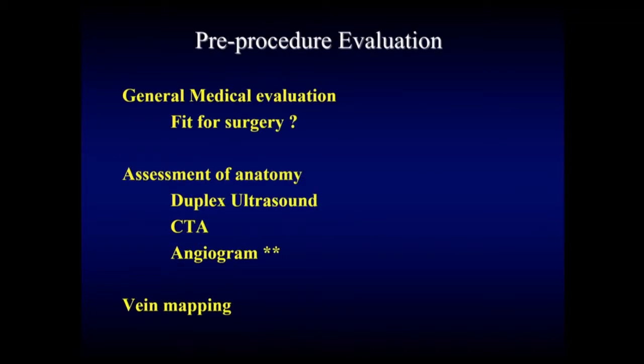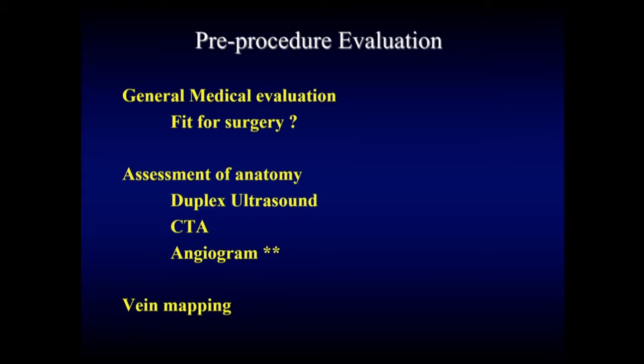Importantly, as was discussed earlier, a good pre-procedural evaluation, regardless of which procedure you're going to do. So a general medical evaluation, we include the hospitalist with all our patients. Is the patient fit for surgery if an endovascular approach is not available? Assessment of anatomy. All our patients get a very high-quality duplex ultrasound along with ABIs and sometimes toe pressures. Many patients have CTA in anticipation of an endovascular procedure or MRA.